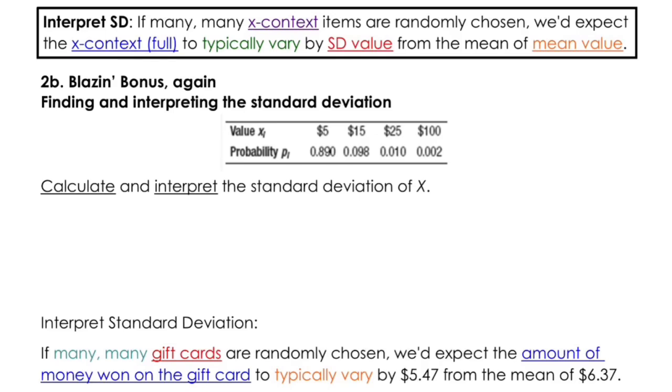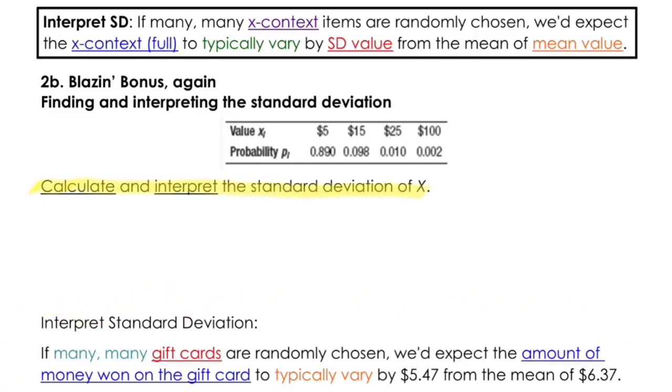Before we get into that, once again, make sure you take down the proper way of interpreting a standard deviation problem. Just like with an expected value answer, you would start by saying, if many (include the context) items are randomly chosen, we'd expect the (again, include the context) to typically vary. That's the key word, typically vary, by whatever the standard deviation's value is from the mean, and then restate the mean's value. Let's go ahead and put one of these into action so you can see how the interpretation comes into play. It's actually already at the very bottom, but we'll get there in a moment.